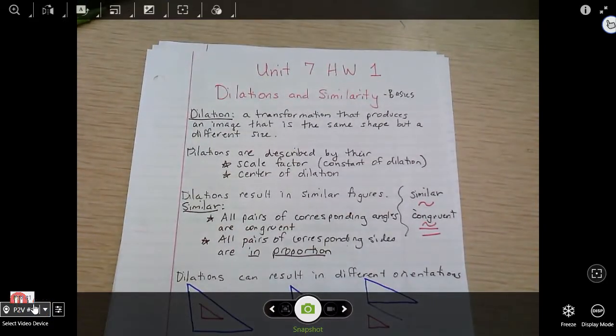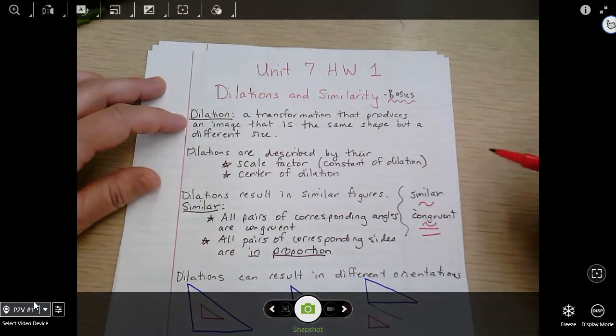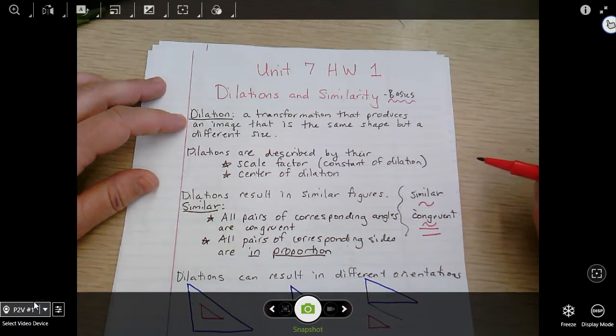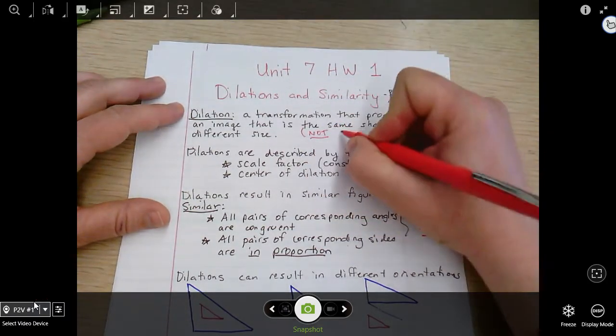Good morning, class. The first homework for Unit 7 is just notes on dilations and similarity, the basic ideas. A dilation is a transformation that produces an image that is the same shape but a different size. So in other words, it's not a rigid motion.